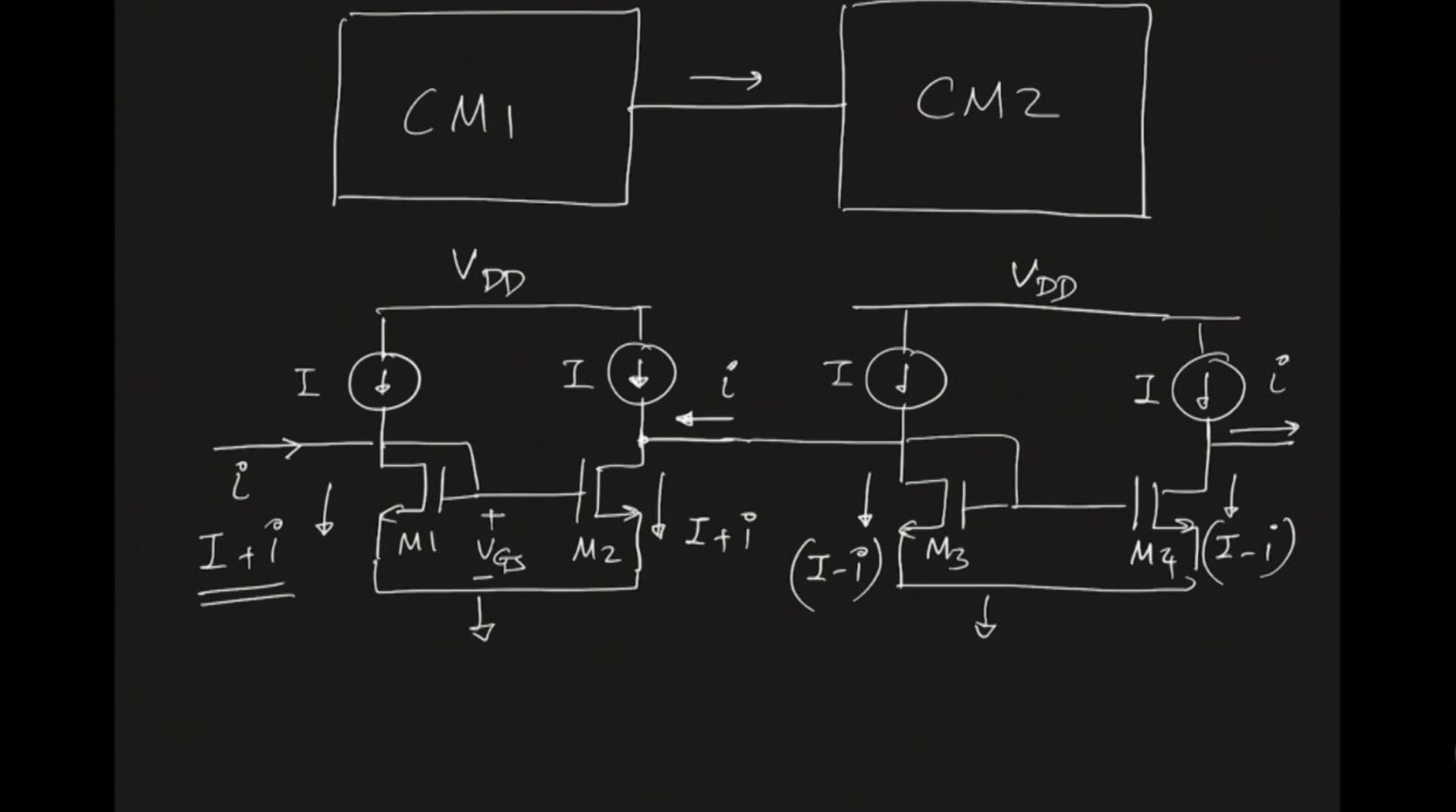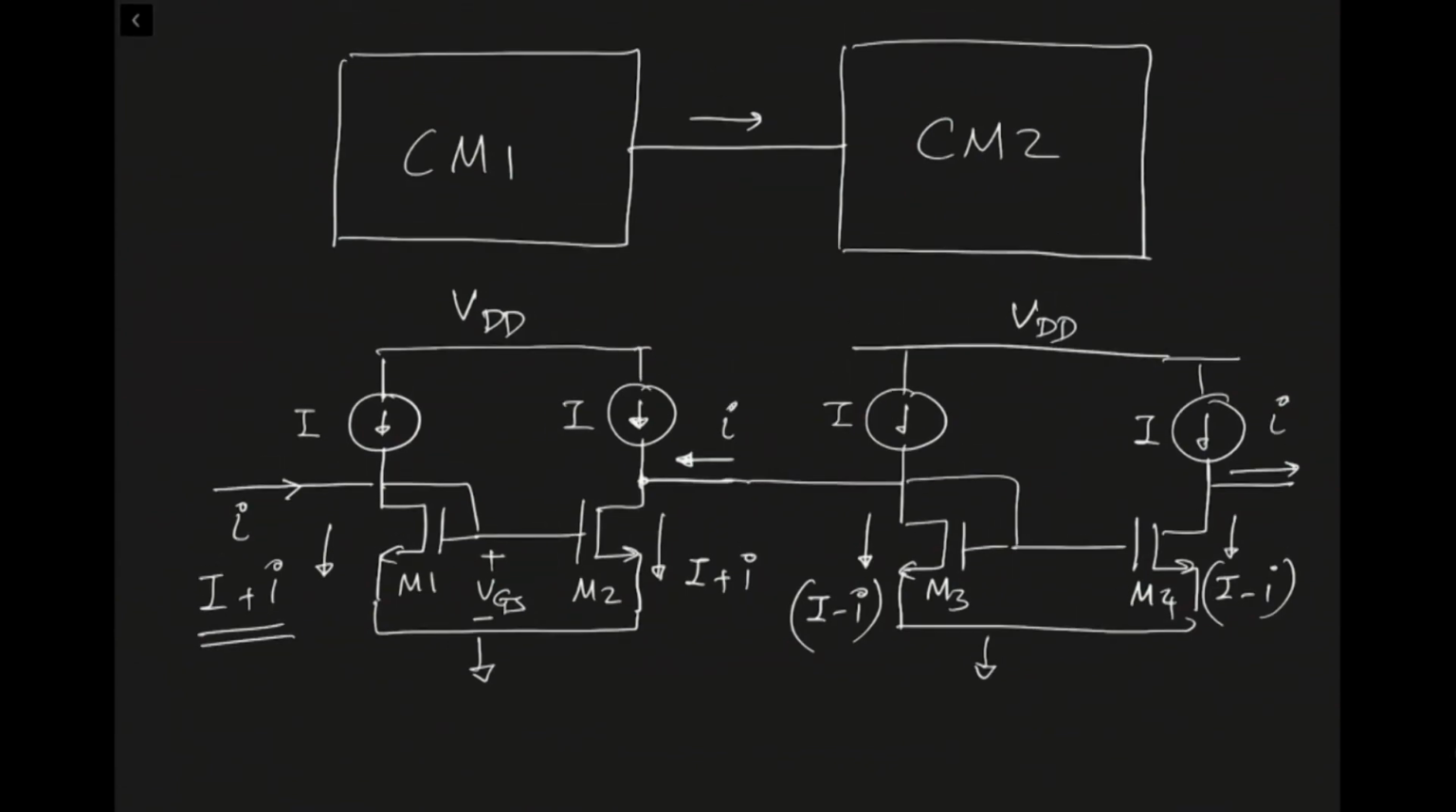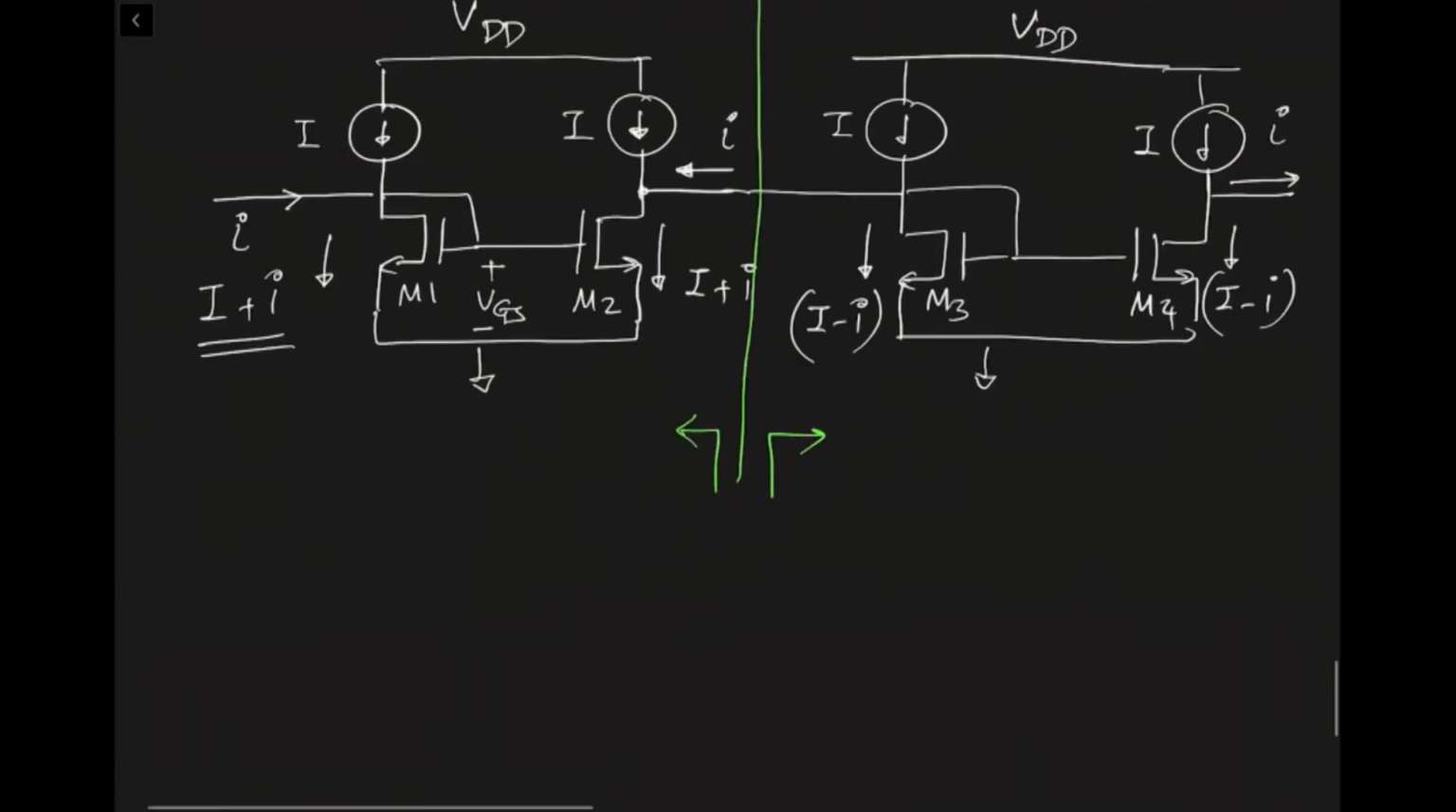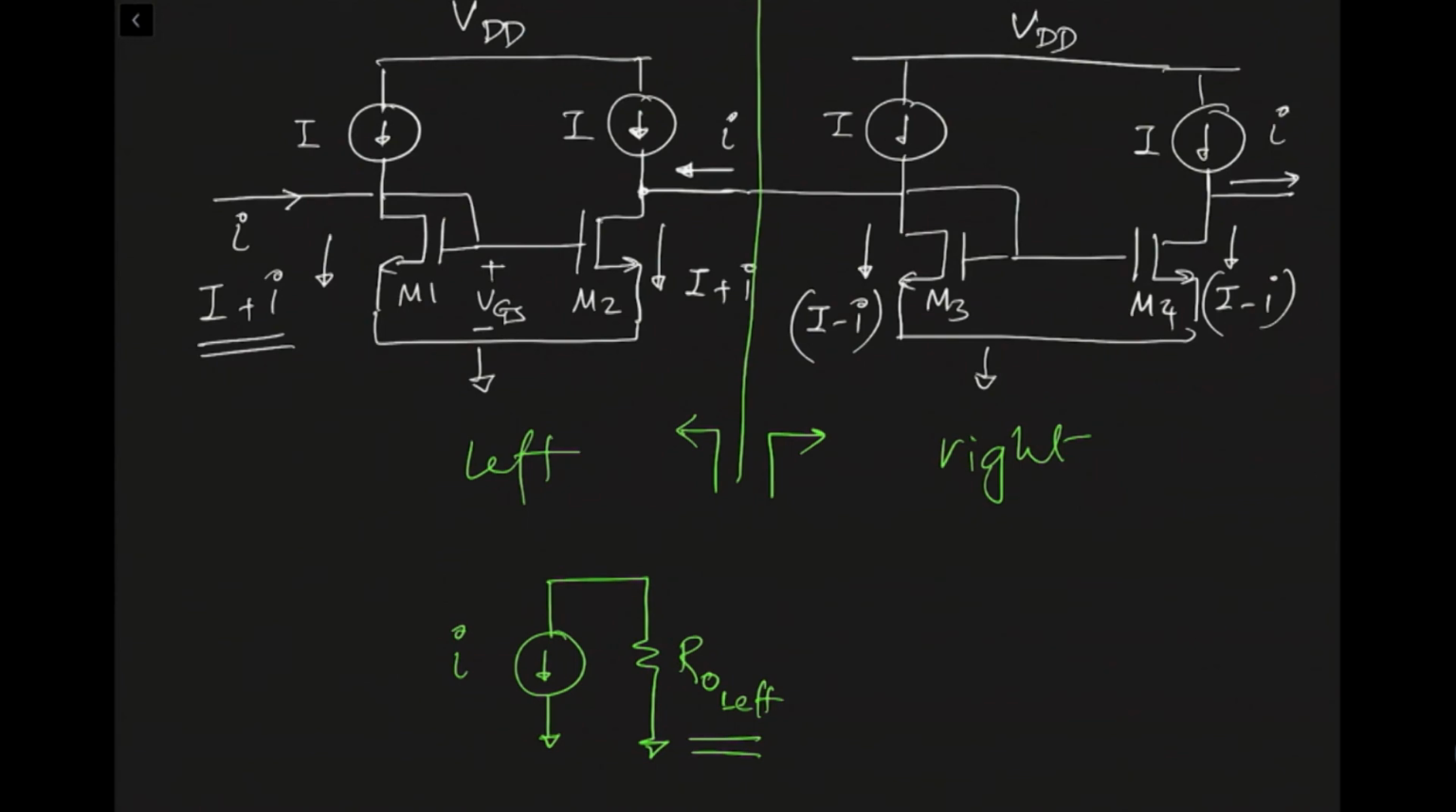Now the reason I'm going through this simplistic analysis is that I would like you to think about this particular interface right here, and partition it. When you look back on this side and when you look to the right side, what do you see? On the left side you see a current i going in this direction, and you have an output resistance RO1, or let's call it RO left. RO left is the output resistance of the current mirror on the left, and that is being connected to the current mirror on the right.